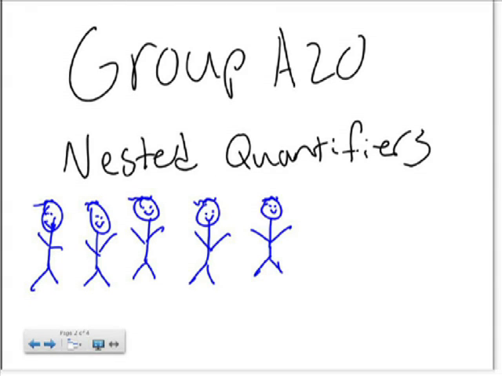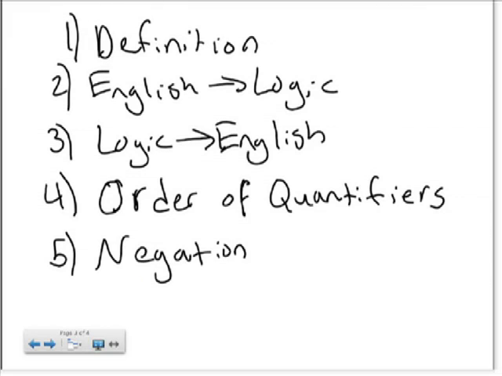This is group A20, and we are here to show you nested quantifiers. So a little overview of what we're going to do today is we're going to go over the definition of nested quantifiers, translate from English to logic, and then from logic to English, talk about the order of quantifiers, and then show you how to do some negation.